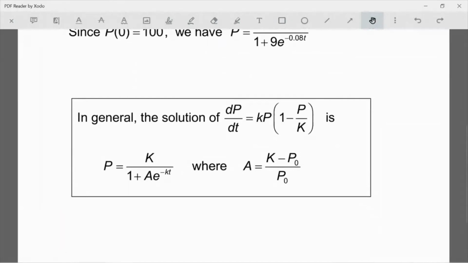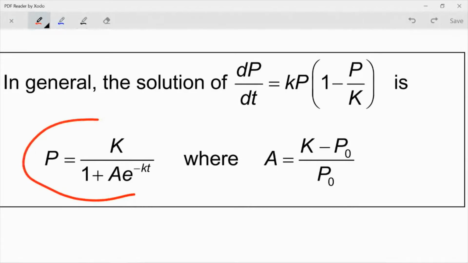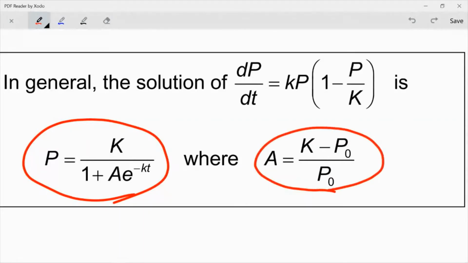Okay, so in general, we know what our solution is going to look like. If we have a differential equation that's in this form, kP times (1 minus P over K), then we know our solution is going to show up in that general form: carrying capacity over 1 plus A e to the negative kt power, where that general constant A is going to be the carrying capacity minus the initial population, divided by the initial population.